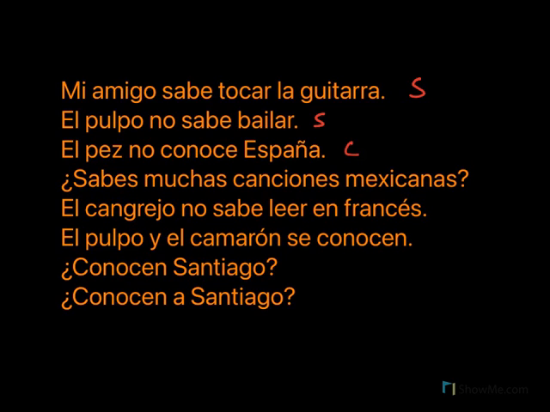¿Sabes muchas canciones mexicanas? Do you know many Mexican songs? Meaning, do you know them by heart? Not you've heard them. That's why you use saber in here, because it is the information. El cangrejo, which means crab, no sabe leer en francés. The crab doesn't know how to read in French. To read is a skill. To read in French, it's a difficult skill. And the crab doesn't know how to do it, so you're using saber because it is a know-how.